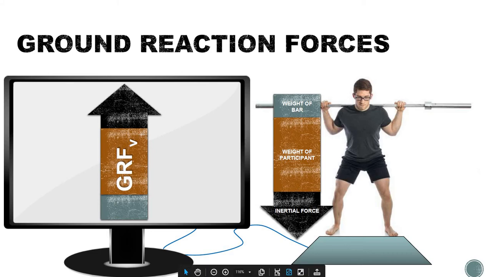Remember, this is Newton's law of motion in action here. There is an action force acting down on the force plate, which consists of the weight of the bar, the participant, and the inertial force. We measure the ground reaction force. This will be a positive number, this would be a negative number, but for every action there is an equal and opposite reaction, so they will be the same. So we can just infer that whatever value we get here is the same as what was being applied downwards onto the plate.